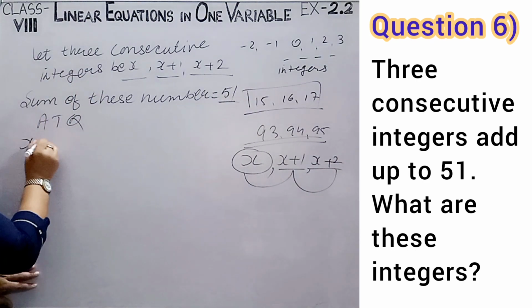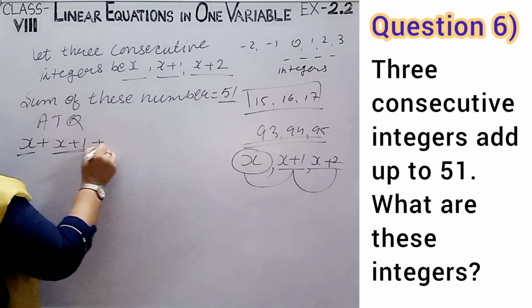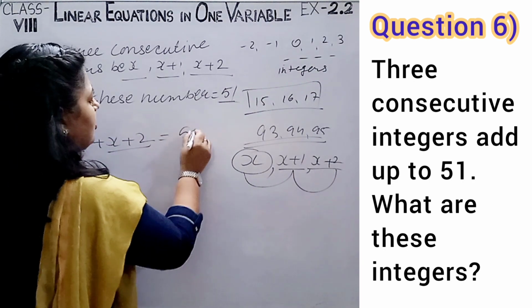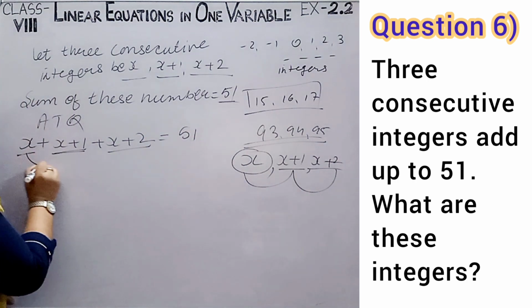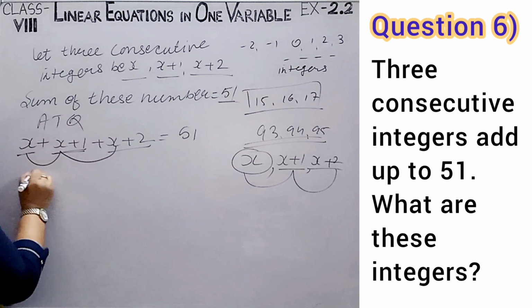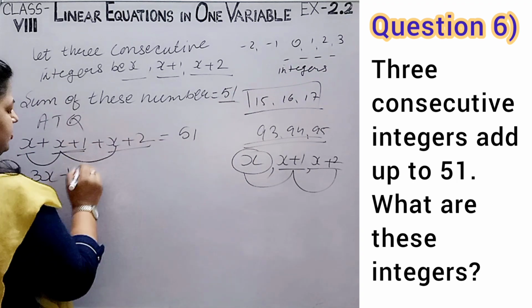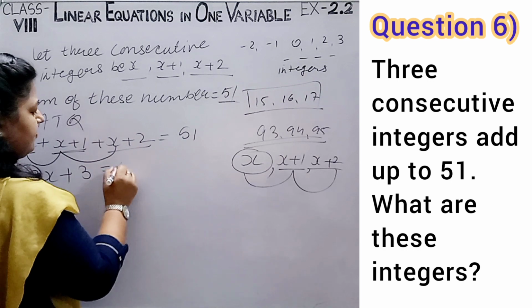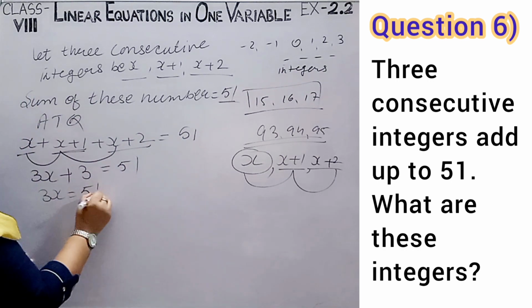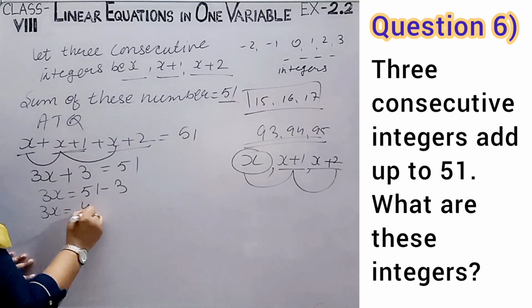So x is the first number, x plus 1 the second number, x plus 2 the third number. This is 51. Now adding x with x and x: 1x, 2x, 3x. Now we have 3x. So 1 and 2, again 3, plus 51. Now 3x equal to 51 minus 3. Transposing, 3x equal to 48.